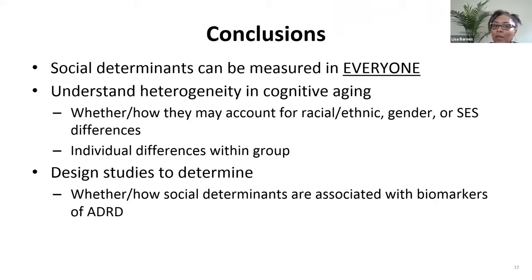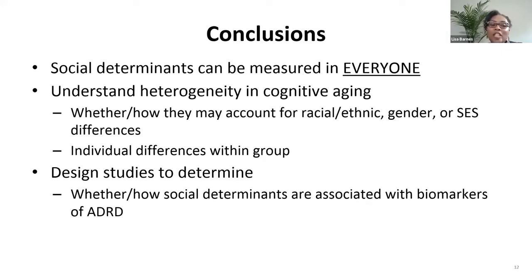They can and should be measured in everyone. They are not just measured in diverse populations or poor people. There is a spectrum of social determinants, and everyone can get a score on these scales. I think that they can be used to understand heterogeneity in cognitive aging, whether you're interested in understanding racial, ethnic, gender, or SES differences, or whether you're interested in understanding individual differences within groups.